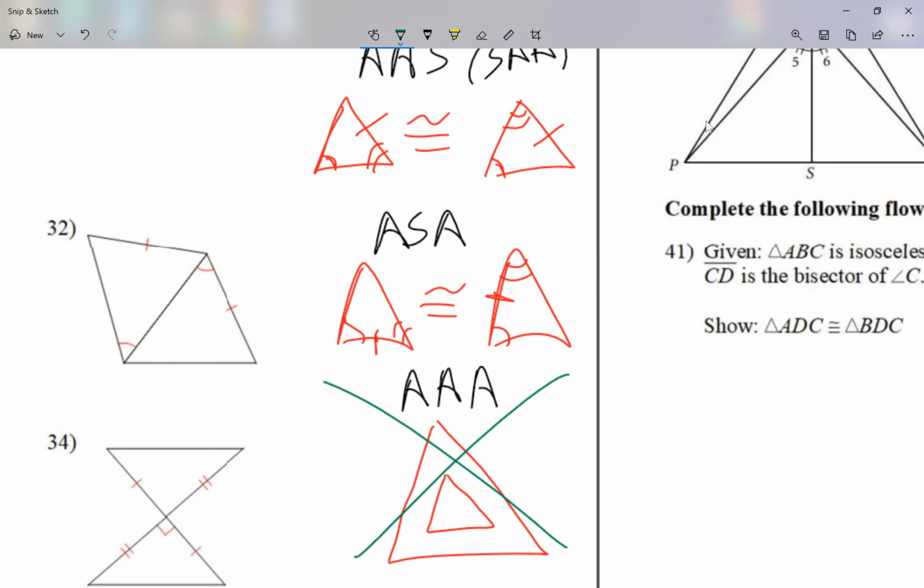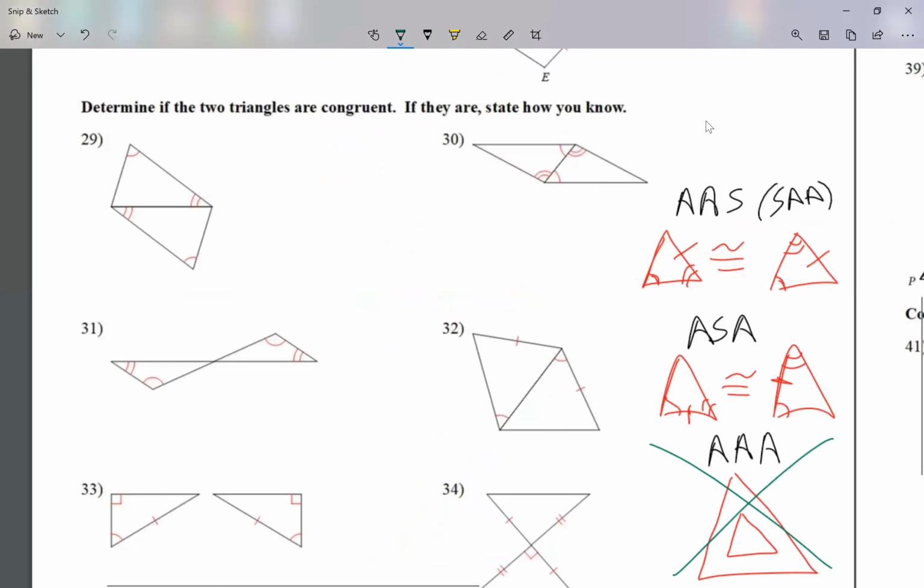But no, angle, angle, angle is not good for congruency. I can see one triangle is small and the other one is big. Remember, they have to be the same shape, same size. That's what congruency means. So let's take a look. Today, we're going to be working on 29 through 38. So let's take a look at number 29.